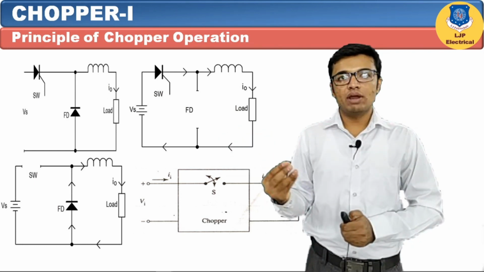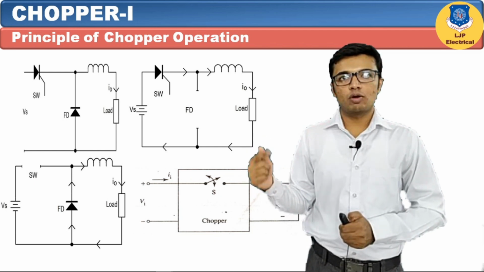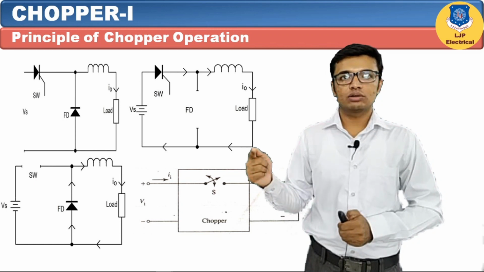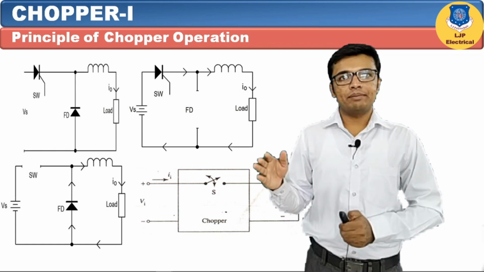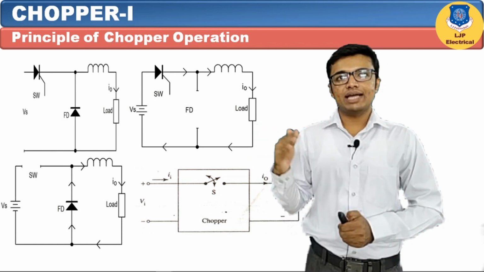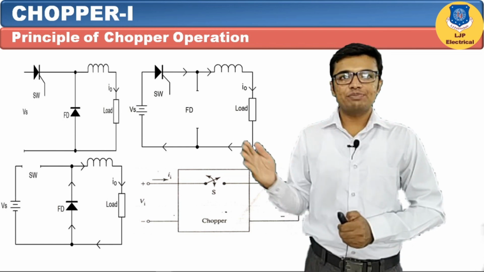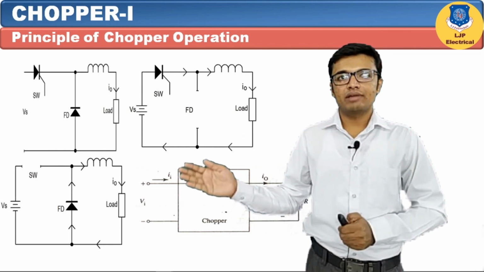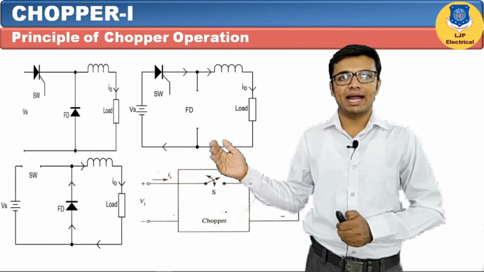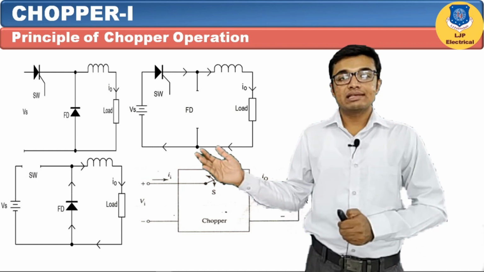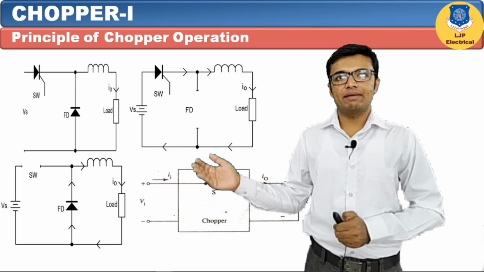In the beginning, we have to trigger the SCR. If we trigger the SCR, then current will flow from the supply to the SCR, to the inductor, to the load, and it will come back to the battery. At the same time, the inductor charges and stores energy inside. Now if we turn off the SCR, as per the third circuit diagram, the inductor will discharge. The left side of the inductor will become positive and the right side of the inductor will become negative, such that the inductor discharges through the load and the freewheeling diode.